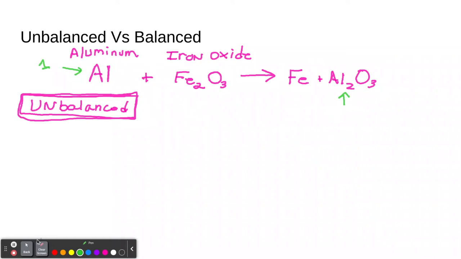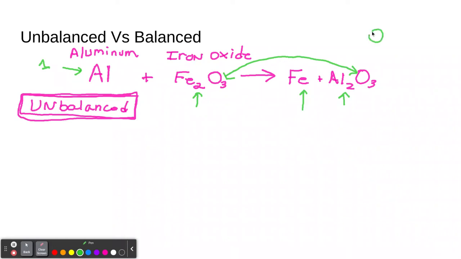What else do you see unbalanced? All right, so what else do you see? So look at this for iron. There's 2 irons over here, but yet there's only 1 over here. So again, unbalanced. What stays the same? The oxygen. Look at the oxygen. There's 3 oxygen, and then there's 3 oxygen.